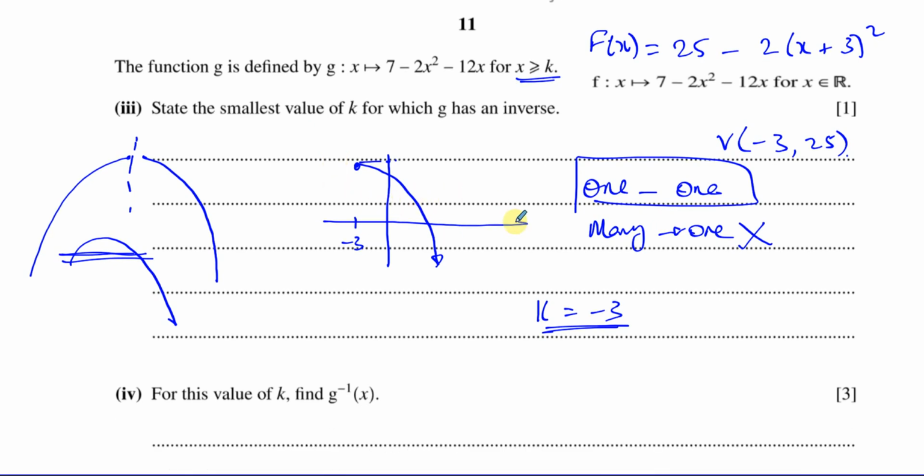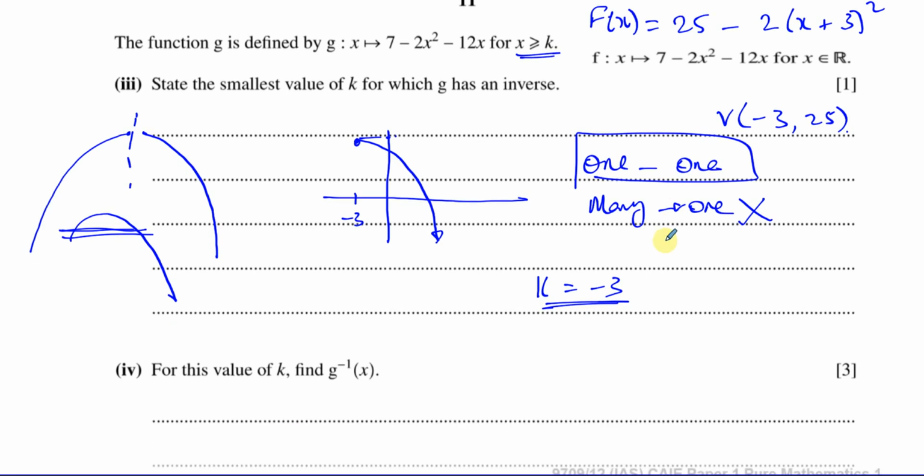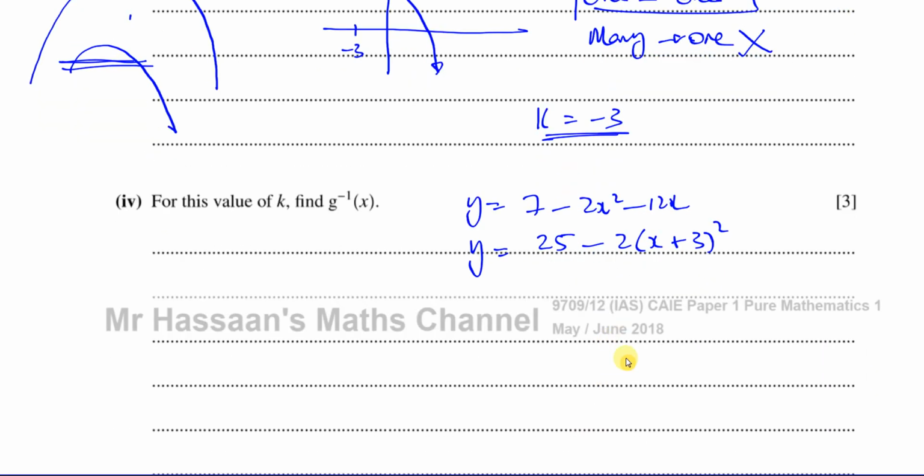Then it says, for this value of k, find the inverse of g of x. So to find the inverse of a function, first of all, let's call it y. So y equals 7 minus 2x squared minus 12x. Now to find the inverse, we want to rewrite this in its completed square form, which is 25 minus 2 times x plus 3 squared. That's the completing the square form, and this was for x greater than or equal to -3.